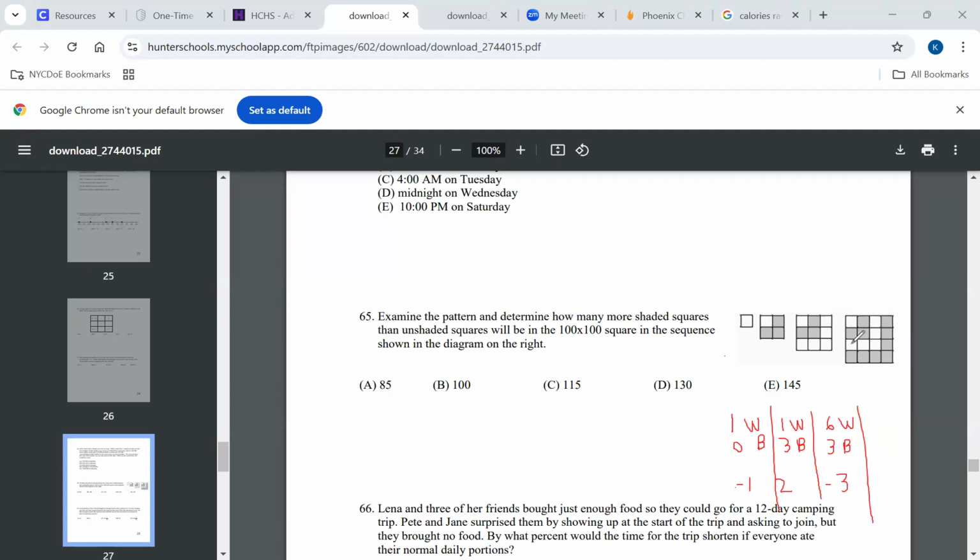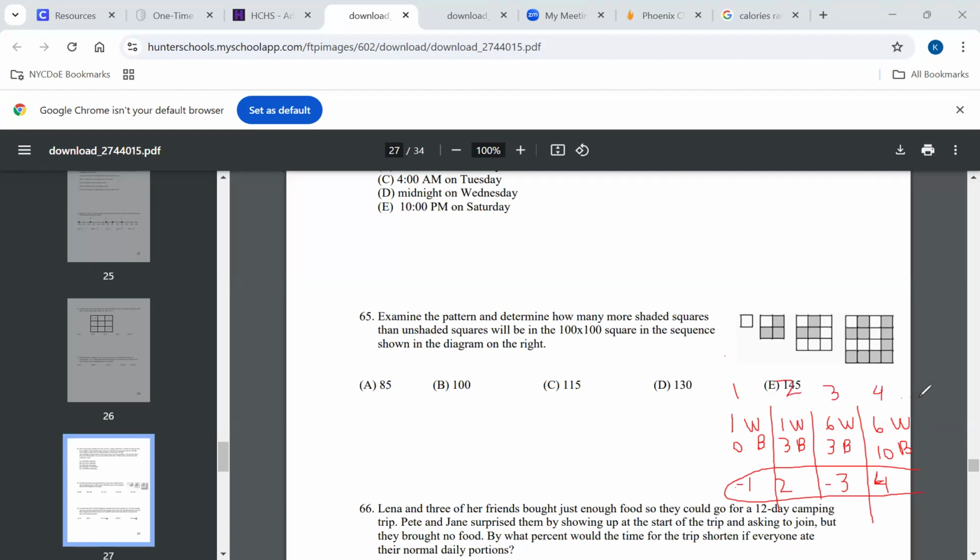Let's look at the next one. 1, 2, 3, 4, 5, 6 white ones again. And 1, 2, 3, 4, 5, 6, 7, 8, 9, 10 black ones. Look at that. This is 4 ahead. Do you see a pattern forming down here? It's going -1, +2, -3, +4. So this is the first box, this is the second box, this is the third box, this is the fourth box.